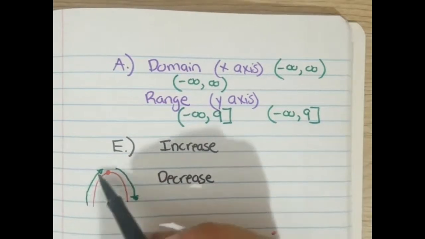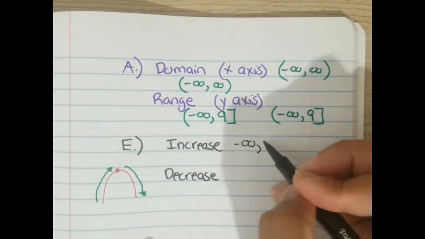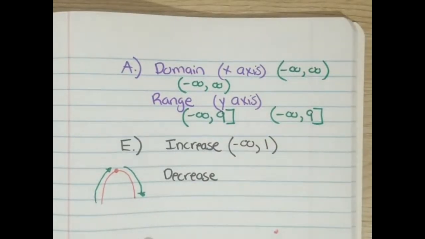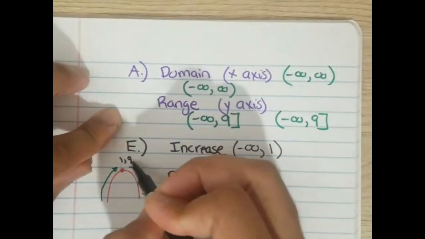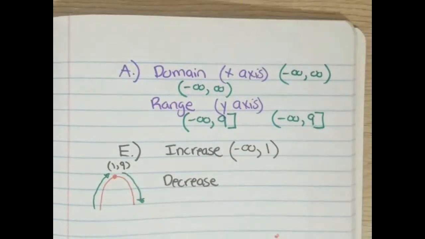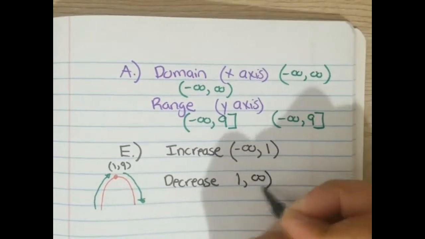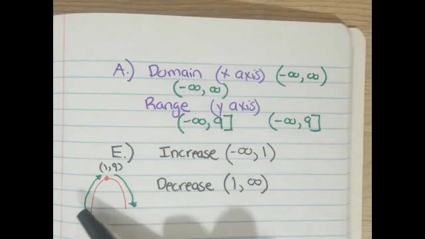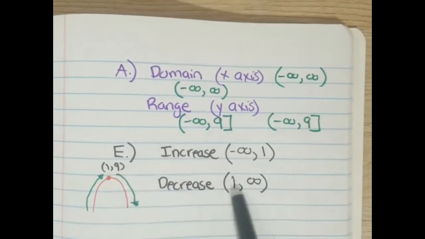So we're walking uphill. It's increasing from minus infinity to, I believe the x value was 1. Or I guess the location of our vertex, I believe this was 1, 9. So I get this 1 from the x value. And then we're decreasing from 1 to positive infinity. So we have uphill in this interval, downhill in this interval.